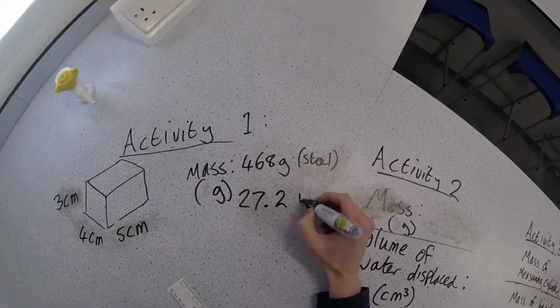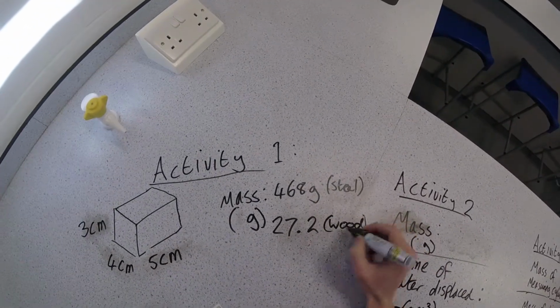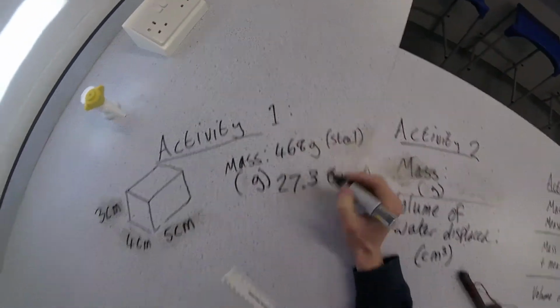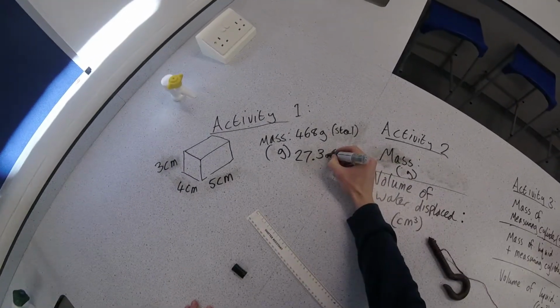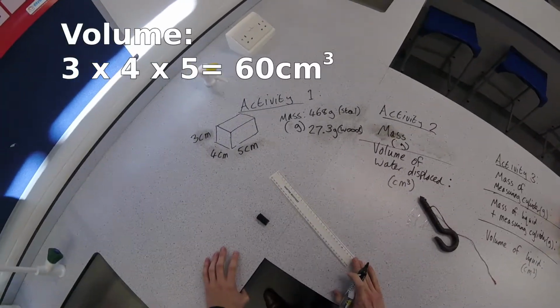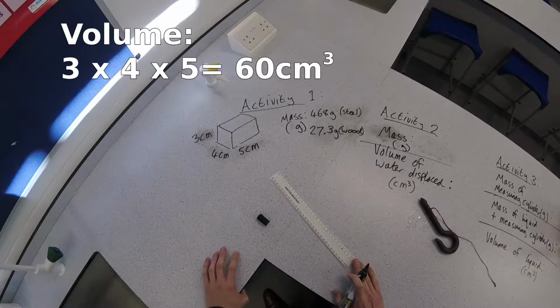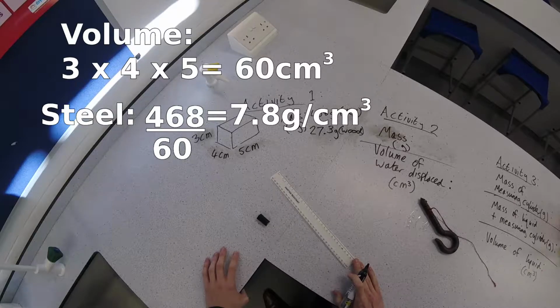Right, next step then, let's calculate the density of both of them. So first things first, I'm going to calculate the volume. I'm going to take the side lengths and multiply them together. 3 times 4 times 5 is going to give me 60 centimeters cubed of volume. Now for the steel block, I'm going to take the mass of 468 grams and divide that by the volume of 60. So 468 divided by 60 is going to give me 7.8 grams per centimeter cubed.